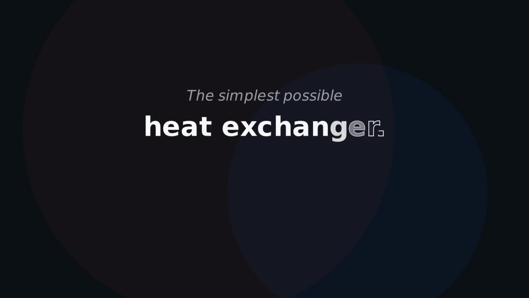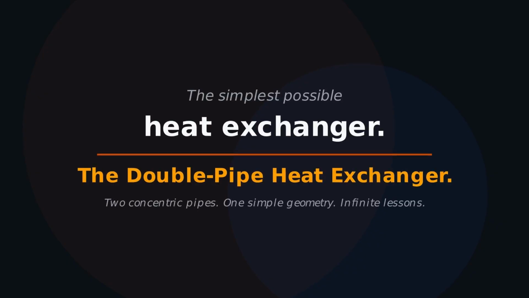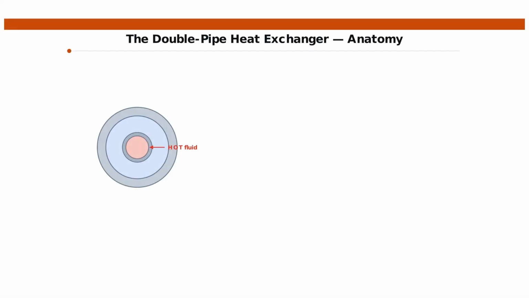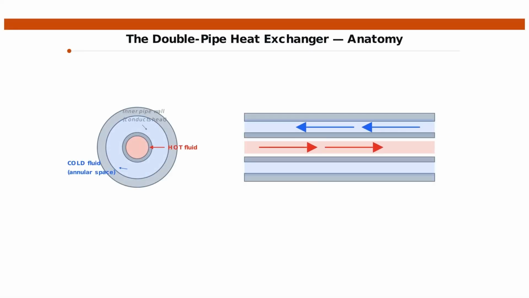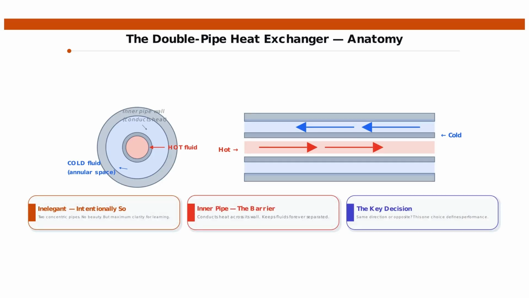Now, the simplest possible heat exchanger is called the double pipe heat exchanger. Imagine two concentric pipes, one inside the other. The hot fluid flows through the inner pipe. The cold fluid flows through the annular space, the ring of space between the two pipes. The inner pipe wall separates them, conducts the heat, but keeps the fluids apart. It is inelegant, it is simple, but it teaches us everything.